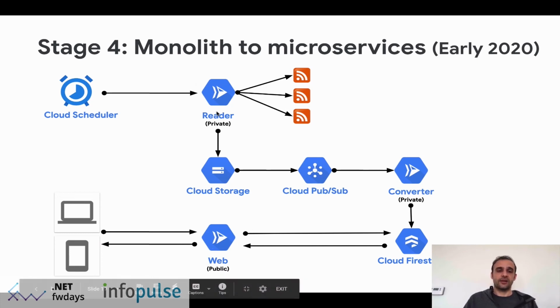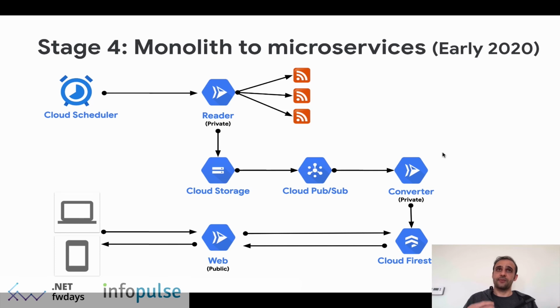If you want to scale reader to 1 or n, we can do that. The converter that we need to update quite often can be updated individually, and all the rules that we have here can be updated quite easily without having to touch reader and web, right? So this is definitely much better architecture than what we used to have.